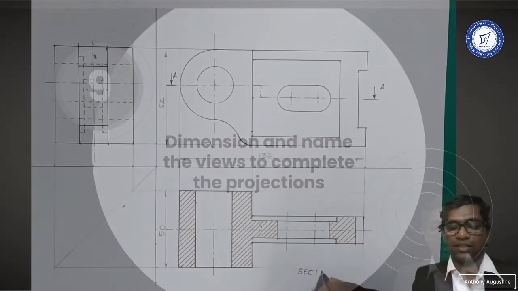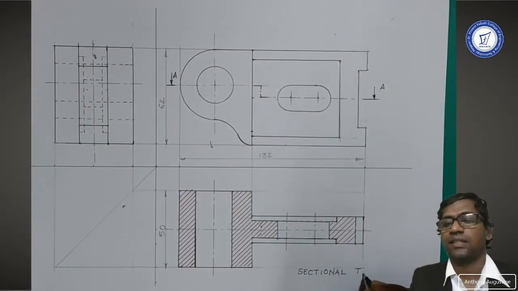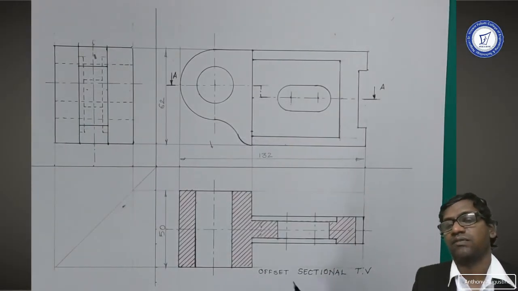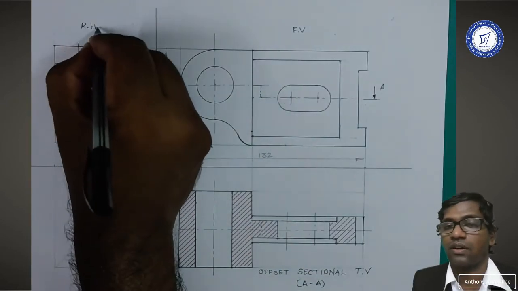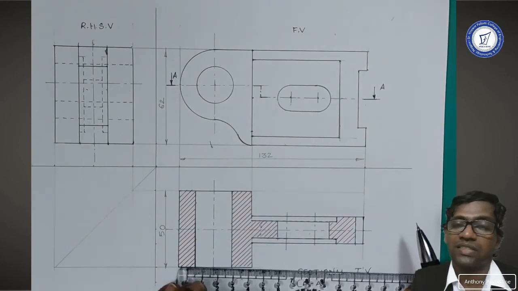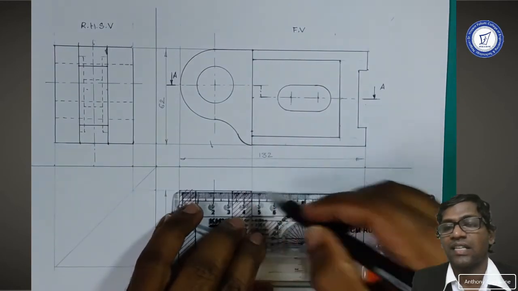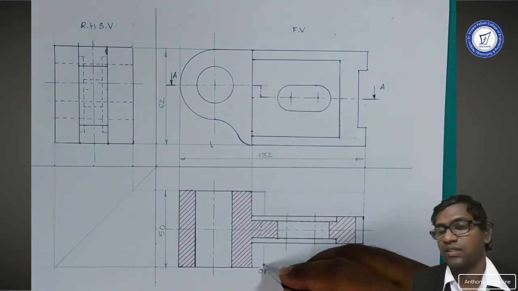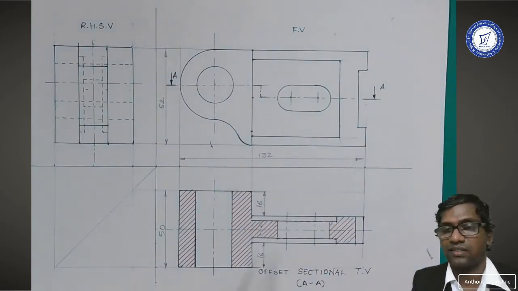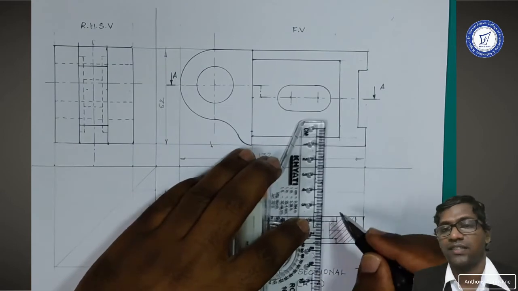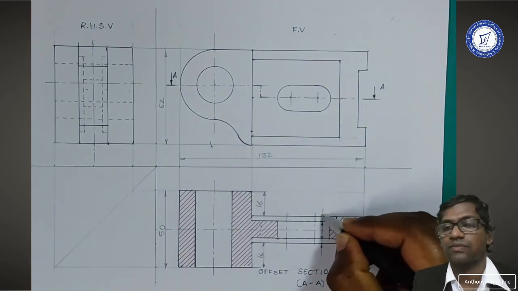So next, what I do is I'll be naming the views. So the top view is not a simple view, it is an offset sectional top view with respect to section AA, and the front view is a normal one, and we're having cutting plane line, that's the important thing, and right hand side view would be a simple orthographic view.